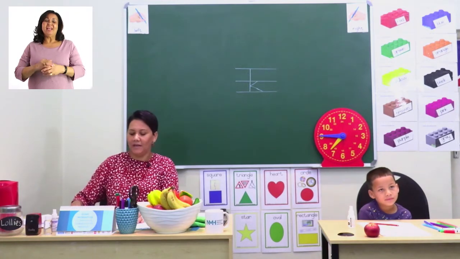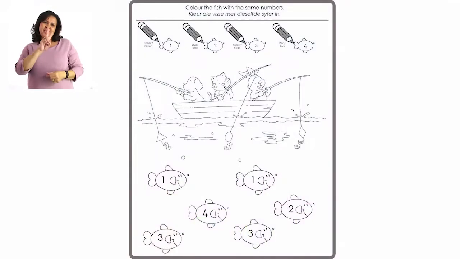Let's move on to page 28. For this one, I would like you to sit still and just look at the picture very carefully before you start coloring. Let's look at the numbers. Remember yesterday, we did all the numbers up to number 5. We counted from 1 up to 5. Now, I would like you to look at the picture.